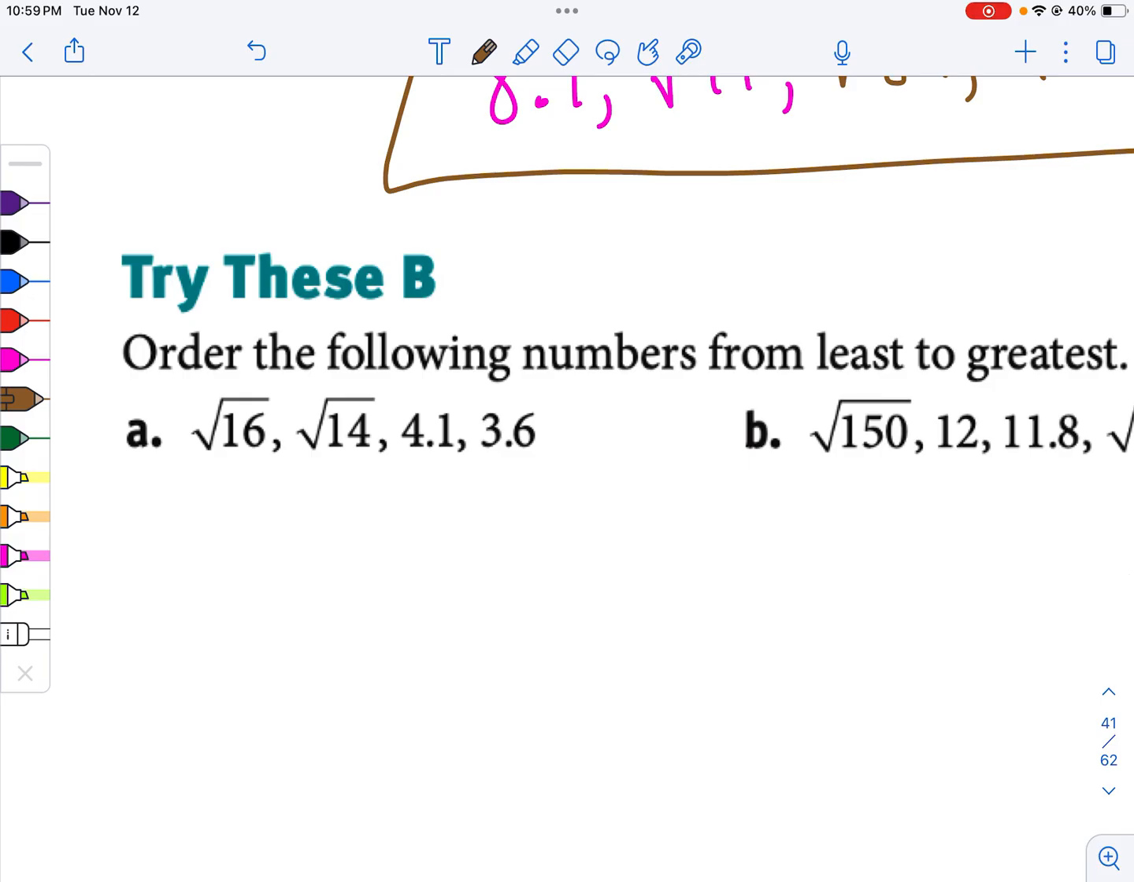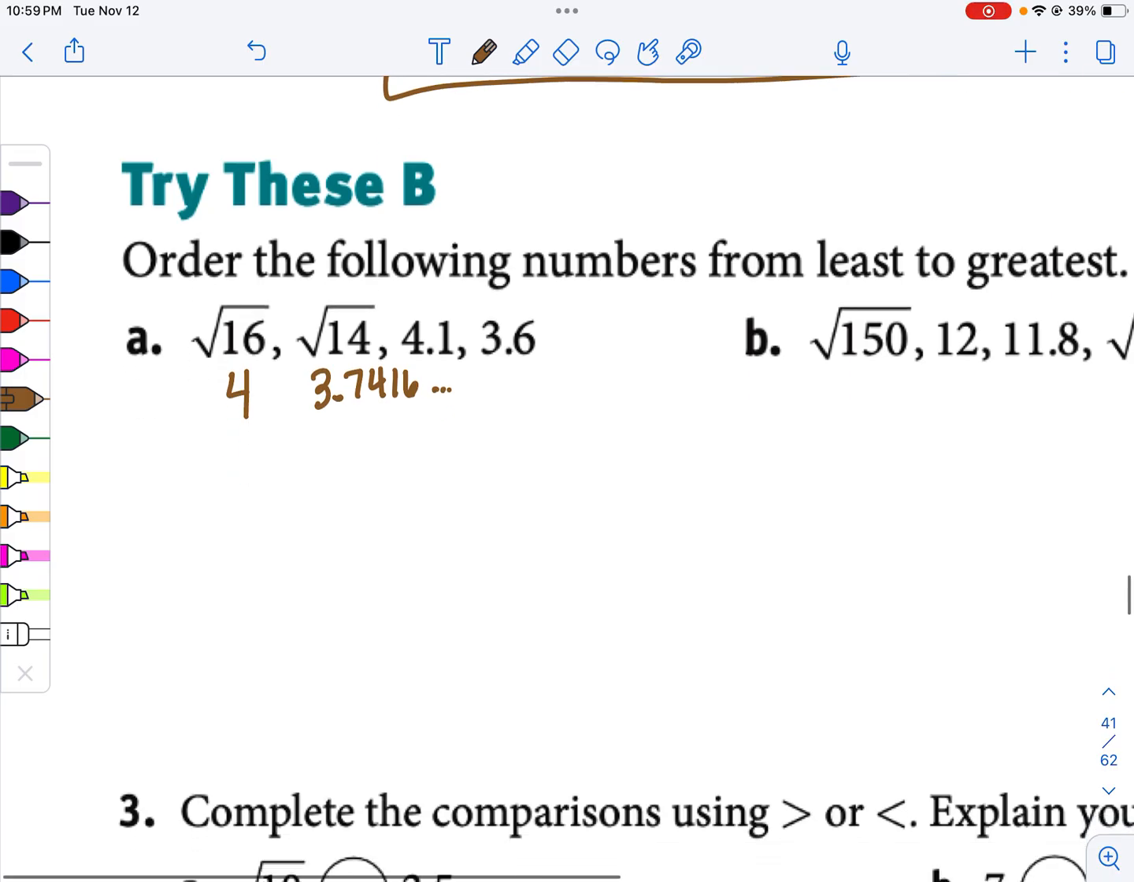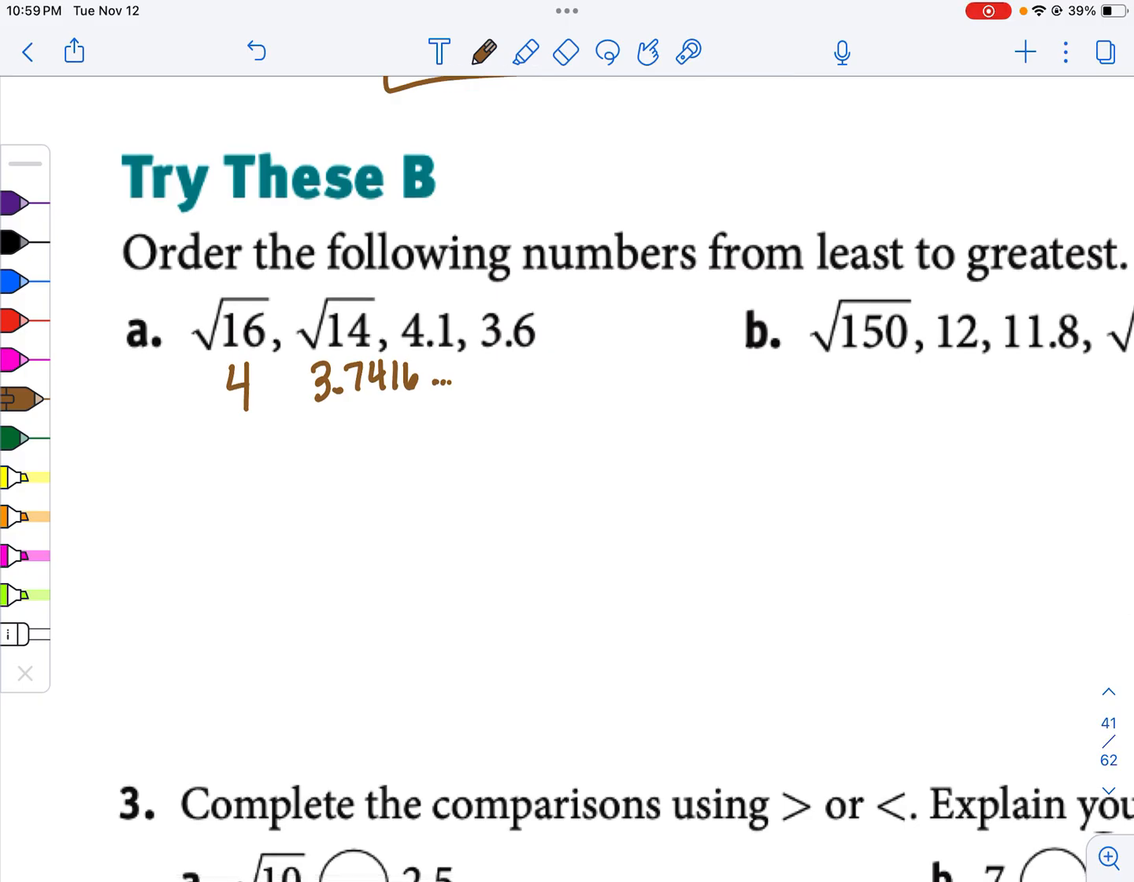All right, we're going to do the same thing with these, writing them from least to greatest or smallest to biggest. The first thing we're going to type into our calculator is square root of 16. But when we type in square root of 16, you might be surprised. That's 4, right? 4 times 4 gives me 16. There's no decimals. So then I got to go square root of 14. And square root of 14 is 3.7416. I think that's enough. And then it does go on after that. So it's irrational because it doesn't stop and it doesn't repeat.